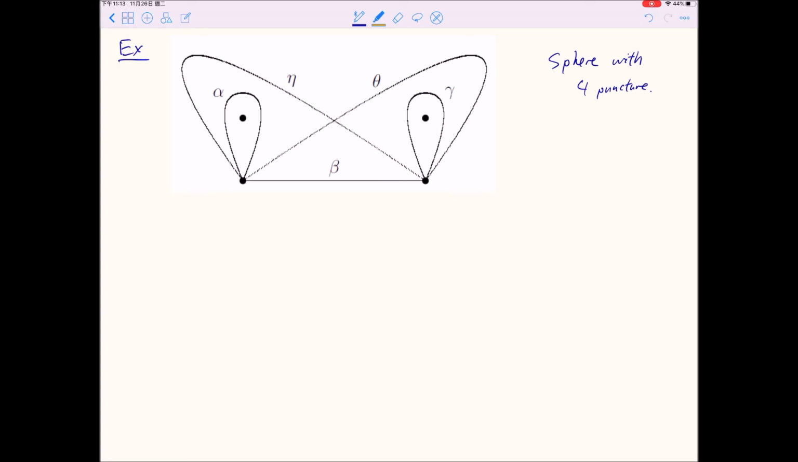So for example, 1, 2, 3. So this is a triangle, right? And like 1, 2, 3. This is another triangle. So this is actually the configuration for a flip, and the Ptolemy relation holds pretty well in this case. So the following relations still hold. Now the beta is shared by 2 triangles, and you still have such a relation.